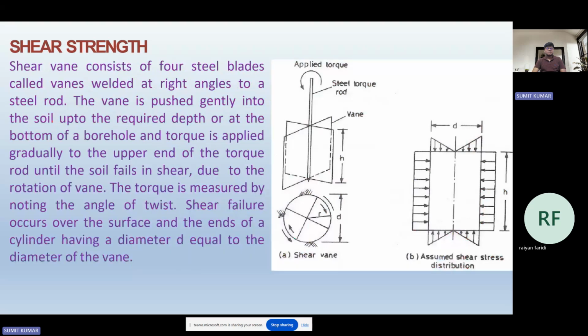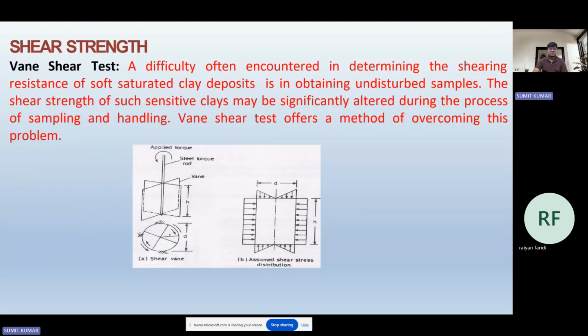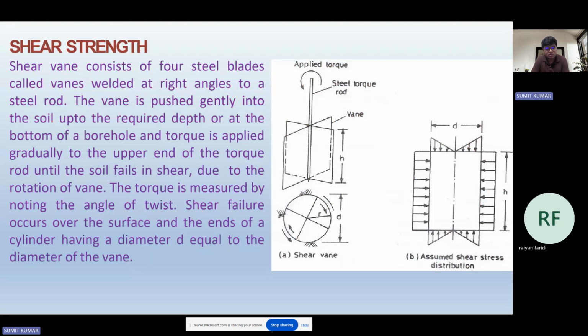Now you see over here the vane shear apparatus. In this also the figure is presented in which the vane and the diameter are mentioned. The shear vane consists of four steel blades called vanes welded at right angles to a steel rod. The vane is pushed gently into the soil up to the required depth, or at the bottom of the borehole, and torque is applied, basically rotation is applied gradually to the upper end of the rod until the soil fails in shear.